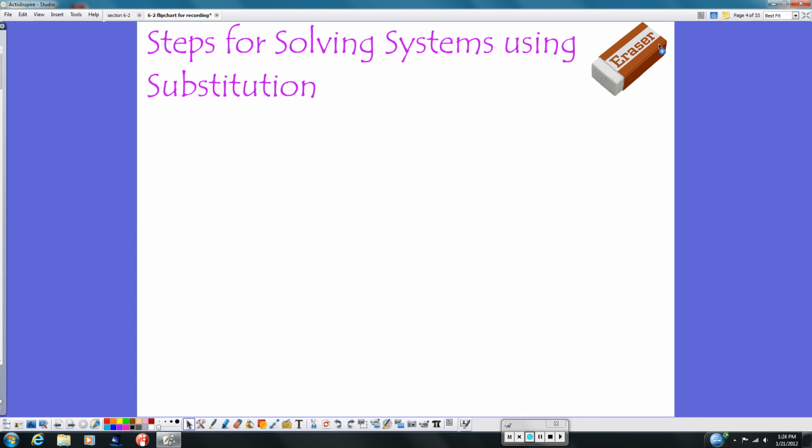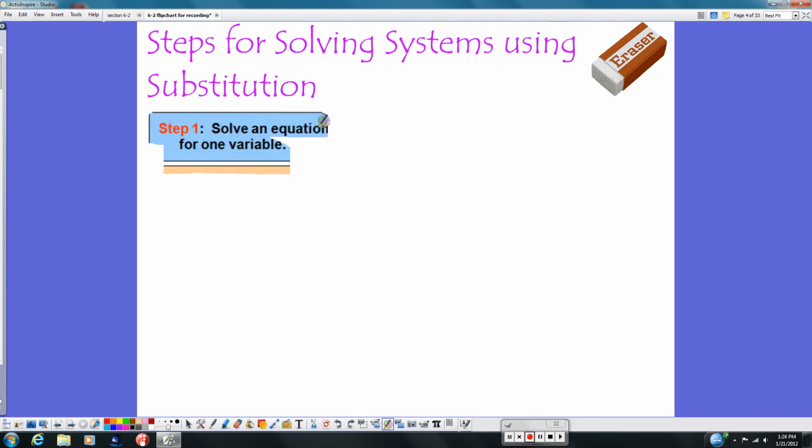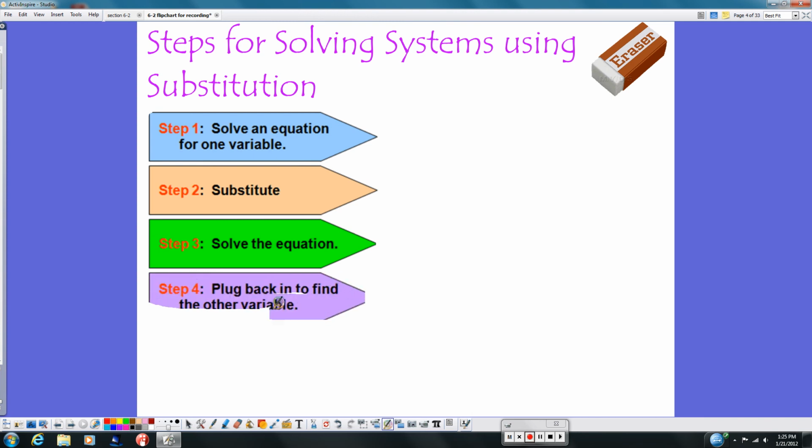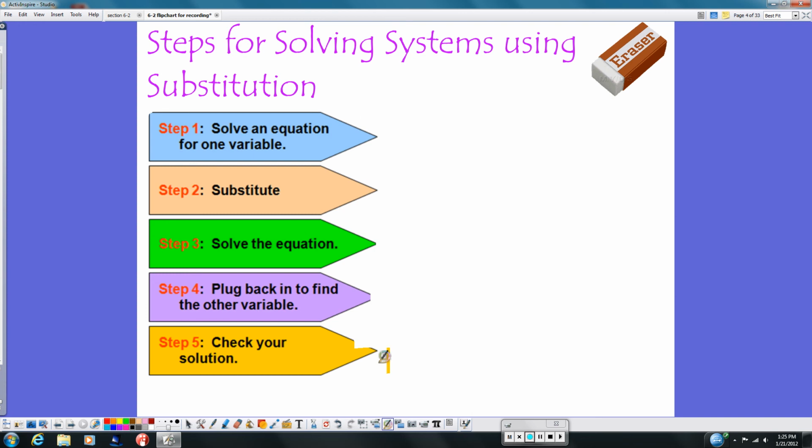Now, we have some steps for solving systems using substitution. The first step is to solve the equation for one of the variables. Our second step is to substitute that value into our other equation. Our third step is to solve the equation. Our fourth step is to plug back in to find the other variable. And our last step is to check your solution.